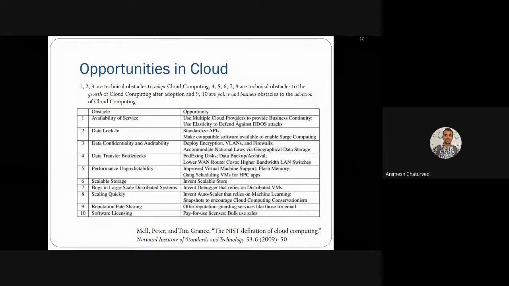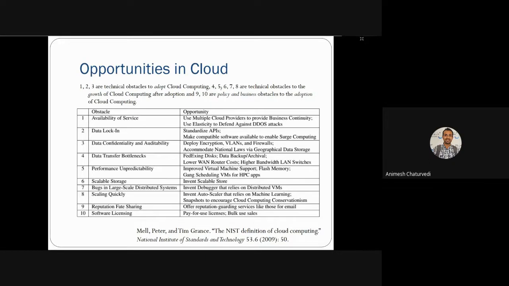What is the opportunity? Multiple cloud providers, then elasticity and defending against some kinds of attacks. There are various standard APIs that need to be developed. Compatibility of software needs to be managed. Then various encryptions and firewalls could be used, and national law or geographical data storage are needed.